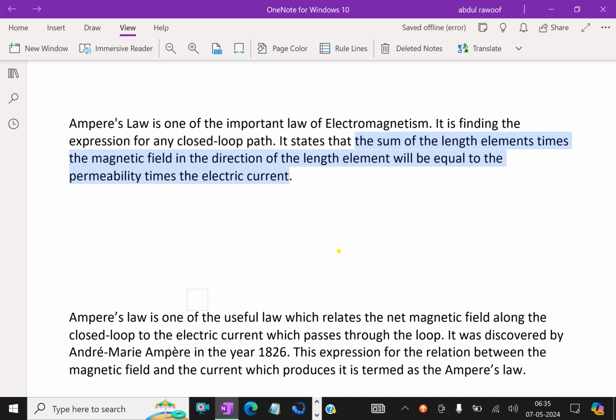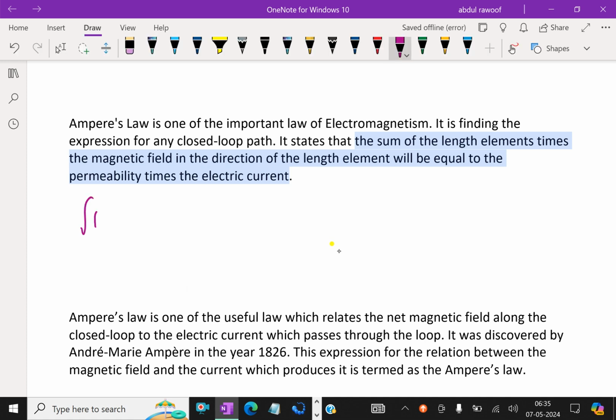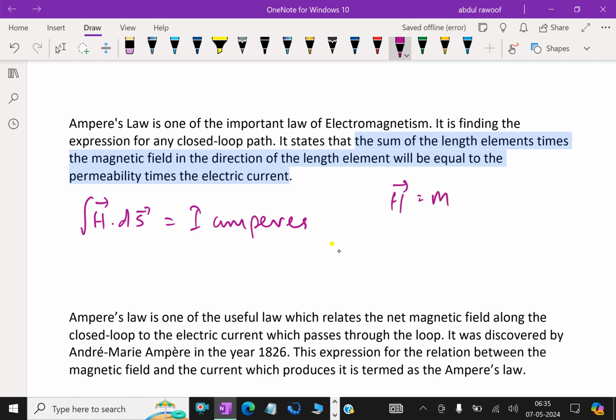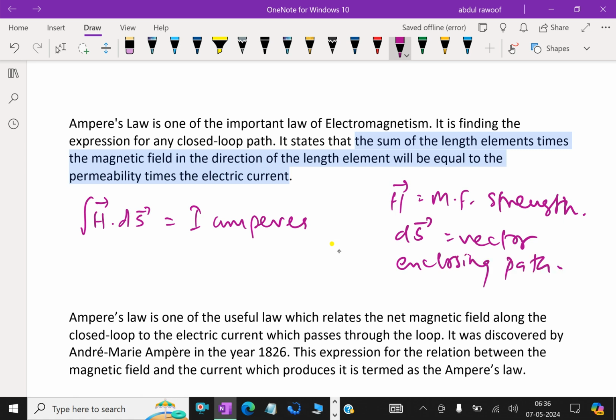Mathematically, the line integral of H vector dot ds vector is equal to I amperes, where H vector is the vector representing the magnetic field strength, ds vector is the vector enclosing path, and I is current.